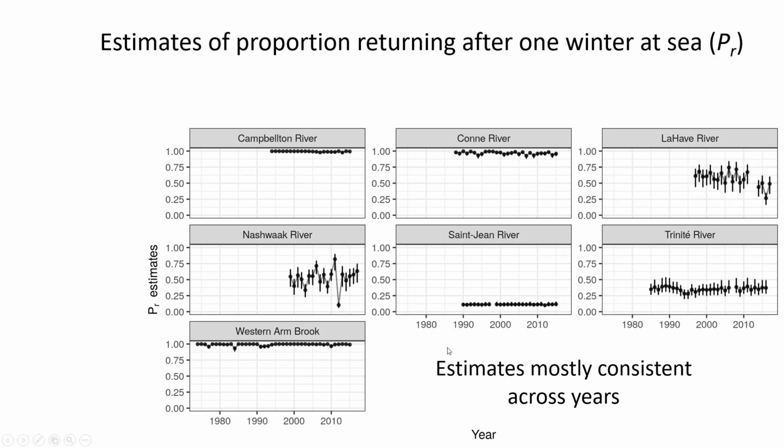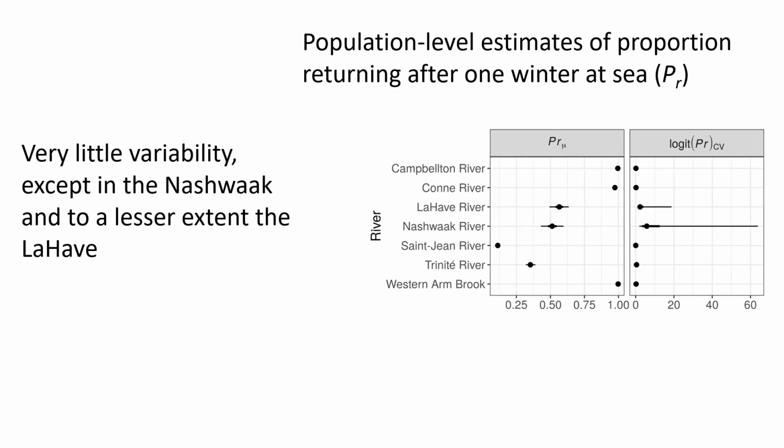And one of the things I did for the model, especially with regards to the proportion returning, that I should have mentioned earlier, is that it was a hierarchical model in that we estimate population level estimates of returning rates. And again, as you can see, for the 1SW dominated rivers, the estimates of the proportion returning are really high, very low for the Saint John, and the other rivers are somewhere in between. And again, the variability in terms of their coefficient of variation is really high for the Nashwack, a bit high for the Lahave, and really low for the other ones.